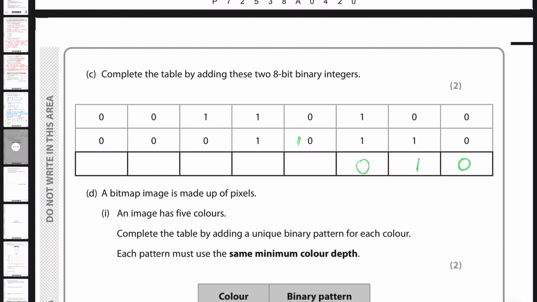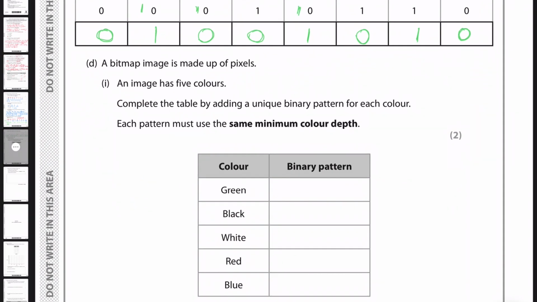Okay, 0 plus 1 would give us 1, nothing to carry. 1 plus 1 again would be 0, with 1 to carry. 1 plus 0 plus 1 would give us 2, which is 0 and 1 to carry. 1 there, and then 0 and 0 would give us 0. So the correct answer is 0, 1, 0, 0, 1, 0, 1, 0.